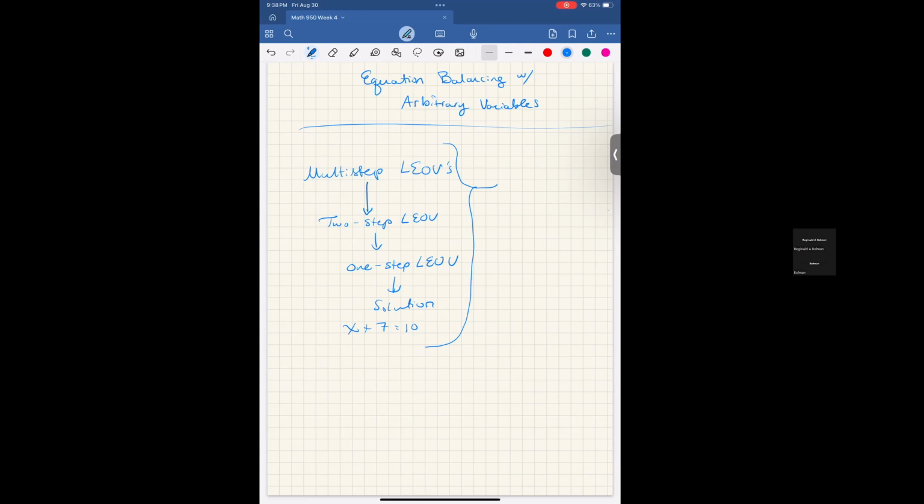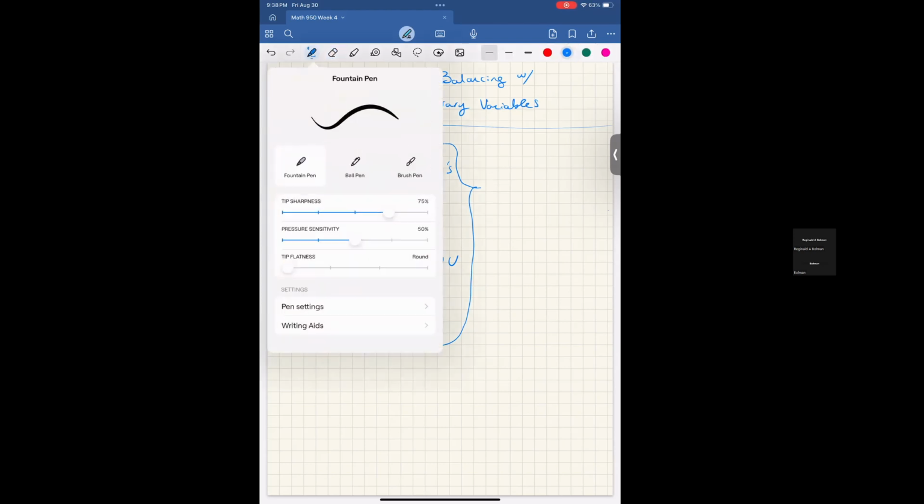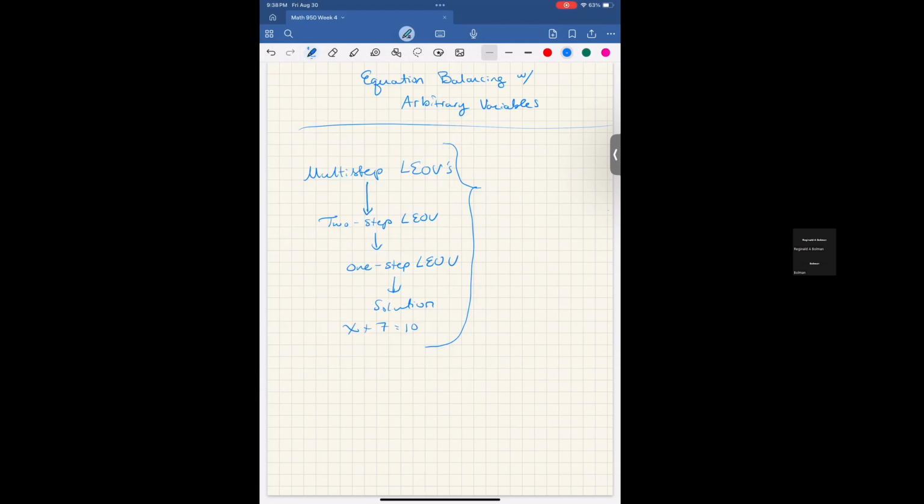What does the word arbitrary mean? Arbitrary means that we get to decide based on the circumstances how many variables we would like to play with, and then we could create an equation that we would want to, for whatever reason, solve. And so basically the multi-step LEOV problem-solving strategy sets the foundation for solving equations with arbitrary variables.